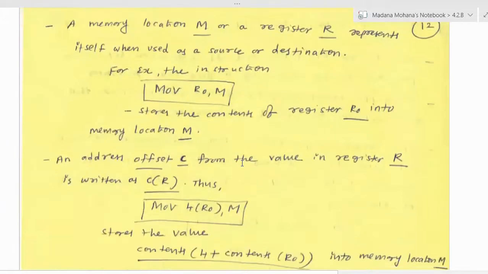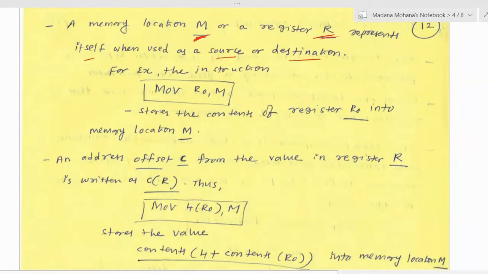Okay, now a memory location in the above table, M stands for memory location M or a register R. Whenever a memory location is used, it takes cost as 1, whereas a register R used means it won't take any cost, the cost is 0. So a memory location M or a register R represents itself when used as source or destination.